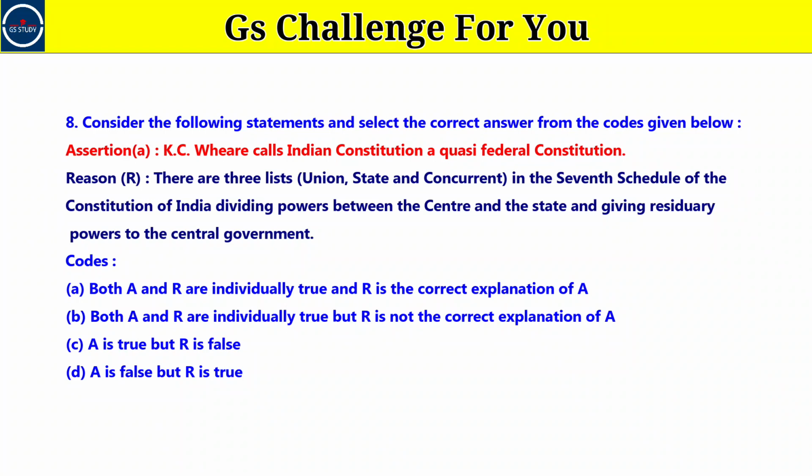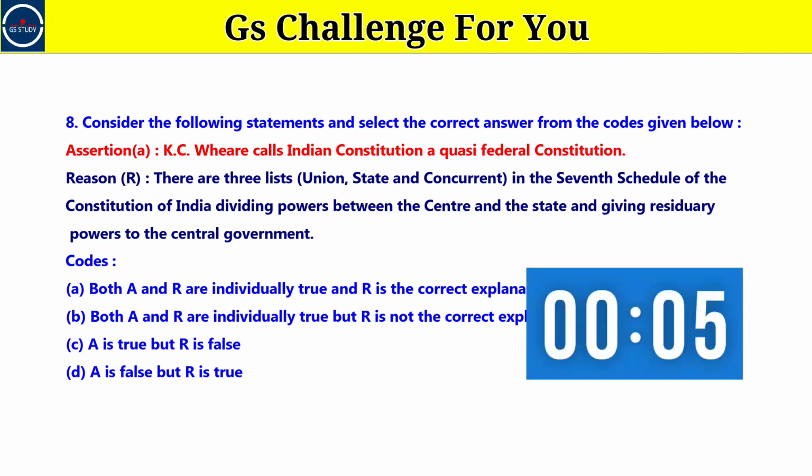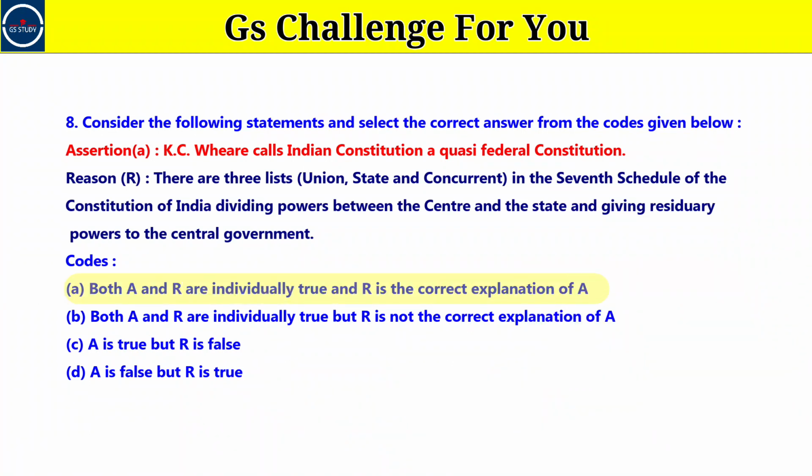Codes. A. Both A and R are individually true and R is the correct explanation of A. B. Both A and R are individually true but R is not the correct explanation of A. C. A is true but R is false. D. A is false but R is true. Correct answer: A. Both A and R are individually true and R is the correct explanation of A.